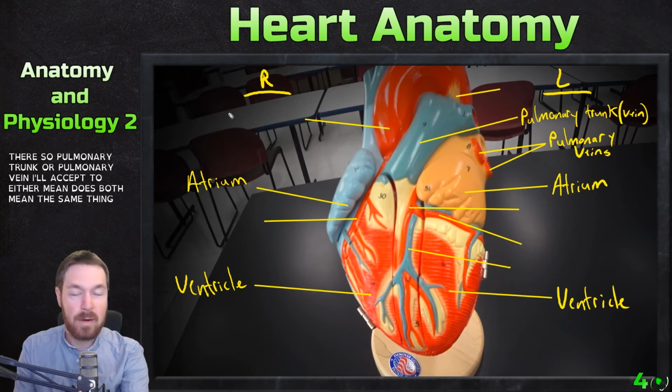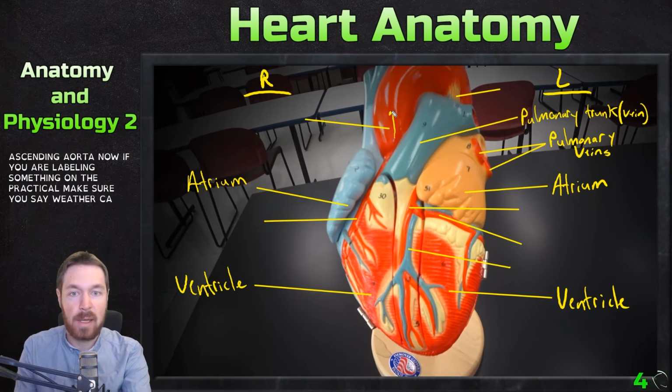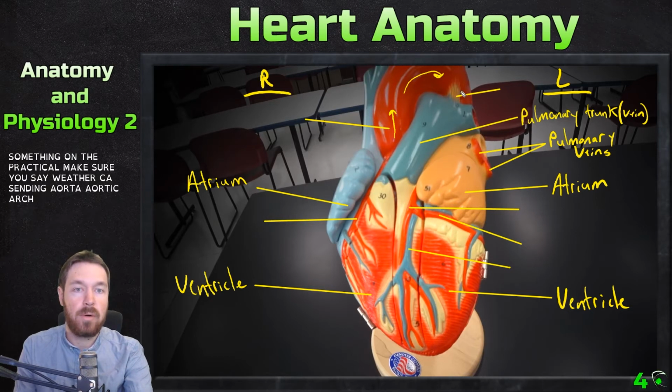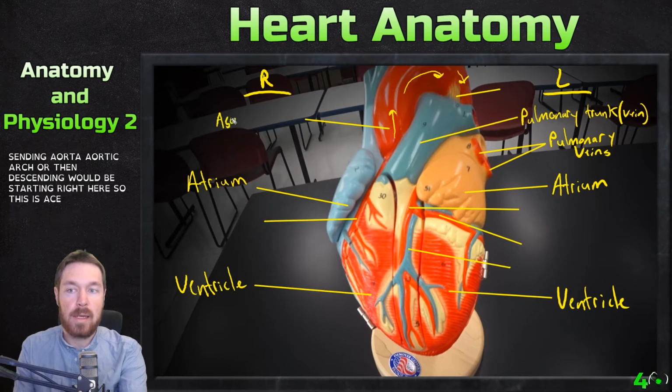This one right here is the ascending aorta. Now, if you are labeling something on the practical, make sure you say whether it's the ascending aorta, aortic arch, or then descending, which would be starting right here. So this is ascending aorta.